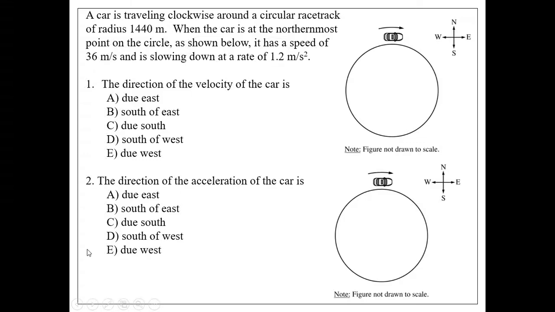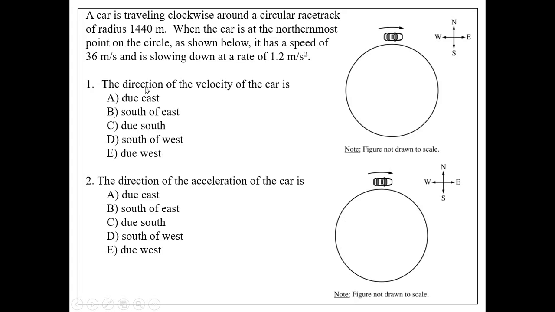Alright, so here in this particular problem, there are a few MCQs regarding circular motion for you to follow. The first one is this: there's a car traveling on a clockwise circular track. The radius of the circular track is 1,440 meters. When the car is at the northernmost point in the circle, so here in the diagram on the right, it's at the very northern tip of the circle. There's a bird's eye view, using this coordinate system given to us here. It has a speed of 36 meters per second, and it is slowing down at a rate of 1.2 meters per second squared.